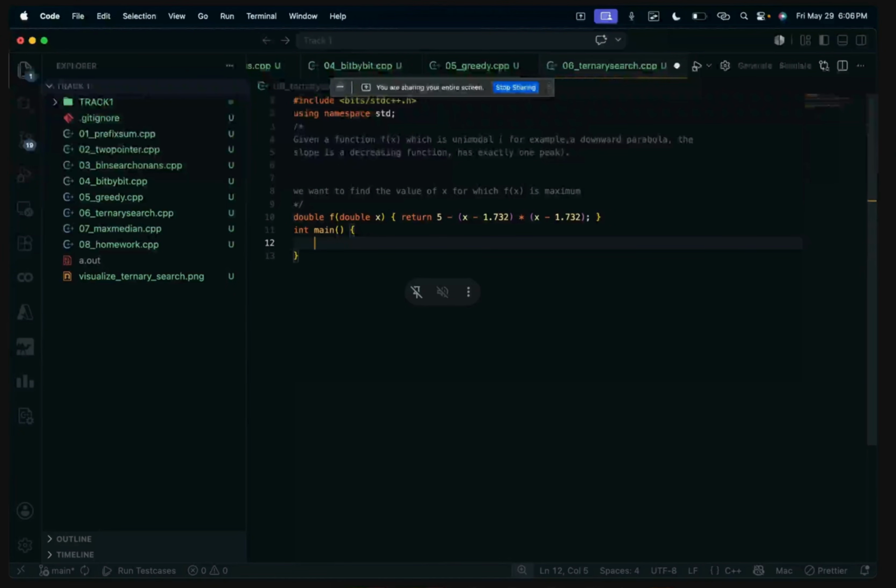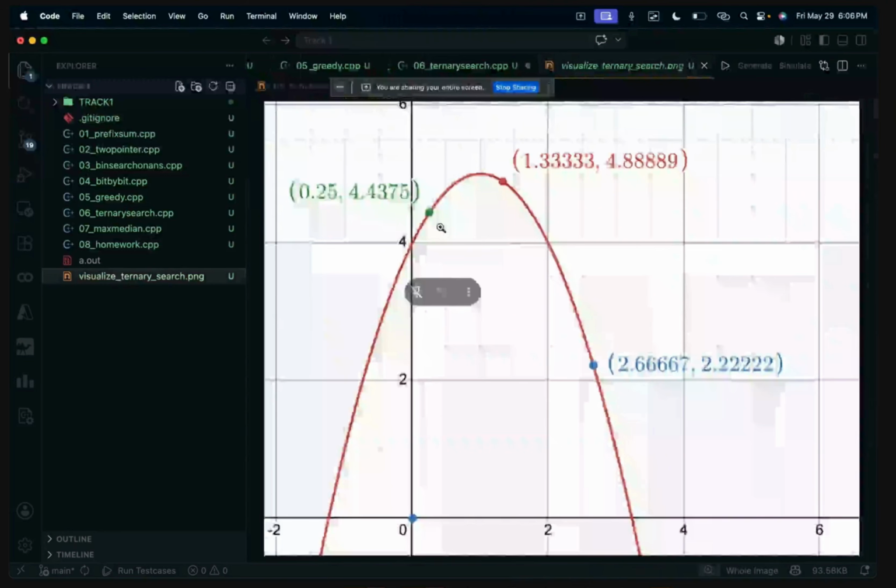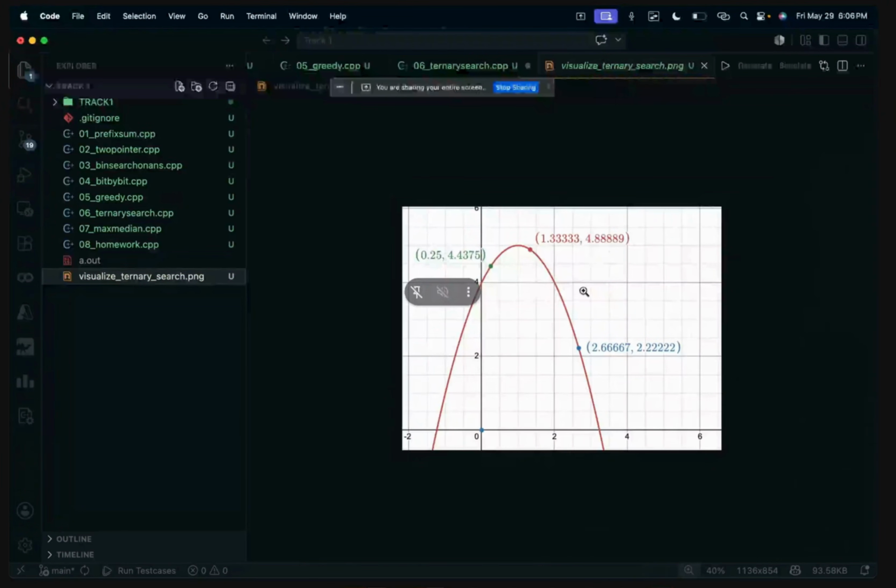Binary is effectively representing a 2, while ternary represents 3. So the main use case of this function is, say you have some function like this. I have the graph of this function. So this is a unimodal function. What I mean by unimodal is it has a slope which is changing in exactly one direction. That is, the slope is continuously decreasing in this example.